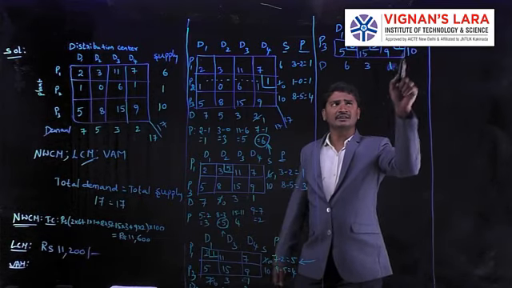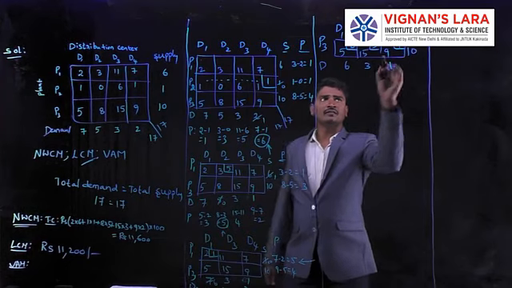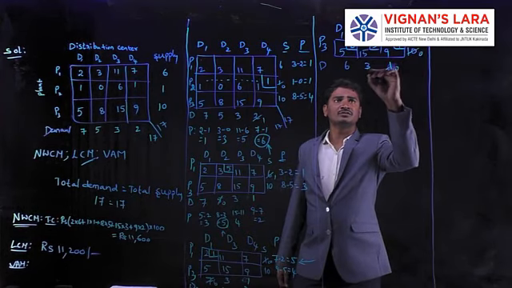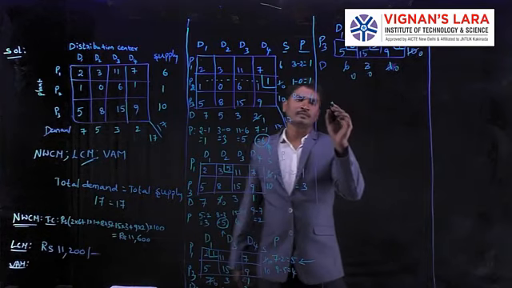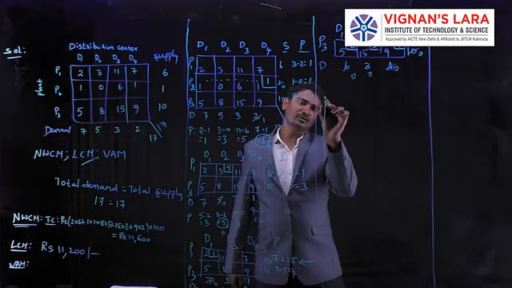There is no need to wait until the end. Here also demand is 10 and supply is 10, satisfied. After the allocation, the supply is 0, here also 0, 0, 0. Now finally I am going to calculate the total transportation cost.